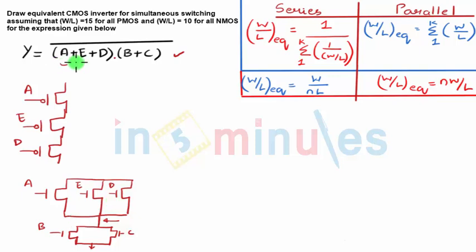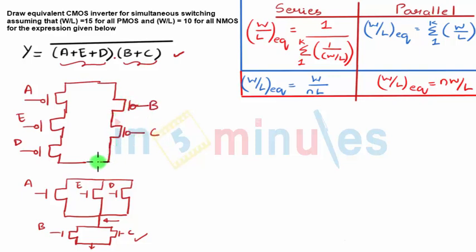Now this entire part for pull down was in series, so here this entire part would be in parallel to B plus C. In pull down B plus C was parallel, so here B and C will be in series. B, C, and this is my pull up network, and I have connected it with my pull down network, and this is nothing but my V out. This is my VDD, and this is my ground. So we have made the schematic.